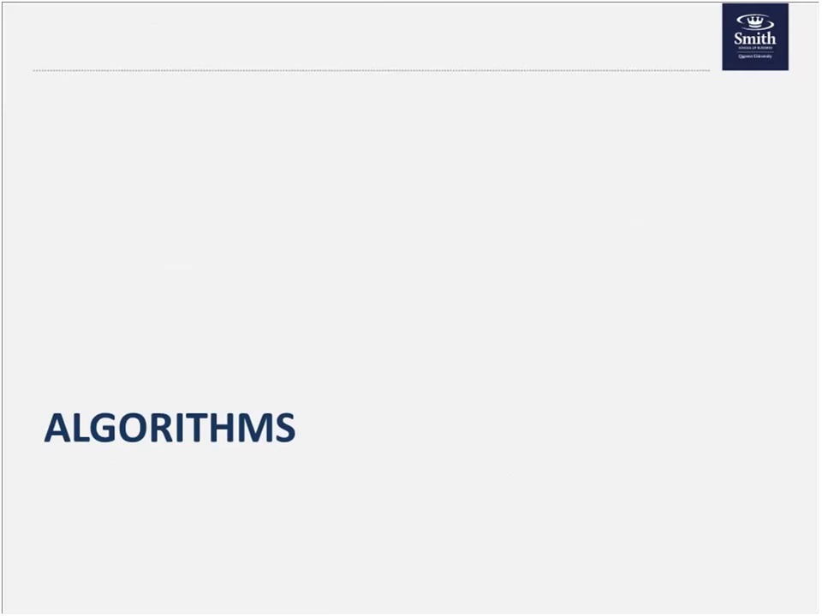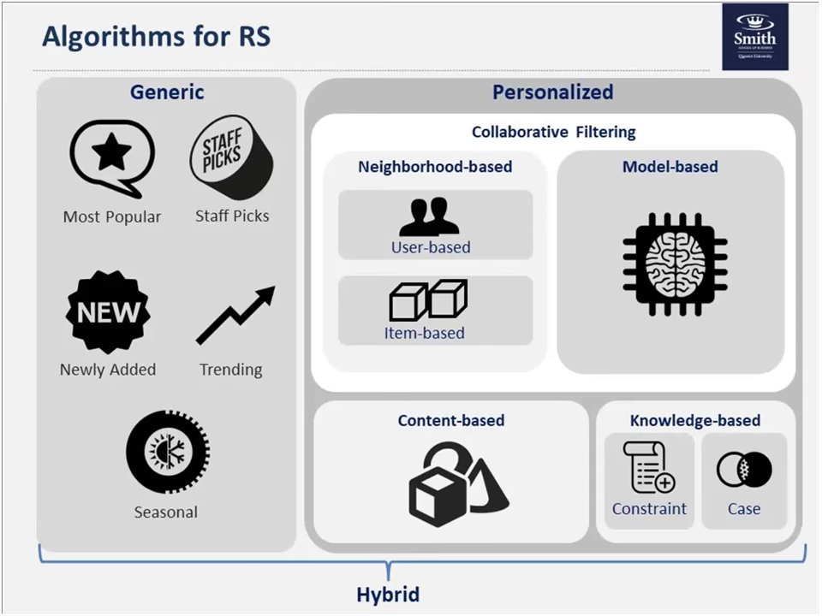Okay, so let's talk about how recommender systems work under the hood. Let's talk about the algorithms that they use. Turns out there's a bunch. So this chart is a little confusing at first, but this is a classification of all the kinds of recommender system algorithms there are. There's two main categories. There's generic algorithms that don't take into account a user's past behavior, and there's personalized algorithms that do take into account. So we're going to walk through all of these bit by bit.